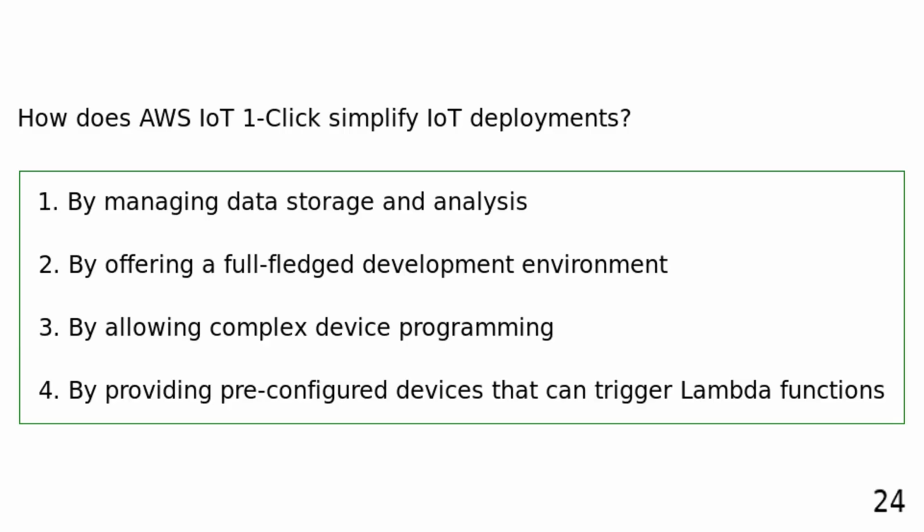How does AWS IoT one-click simplify IoT deployments? By managing data storage and analysis. By offering a full-fledged development environment. By allowing complex device programming. By providing pre-configured devices that can trigger Lambda functions.